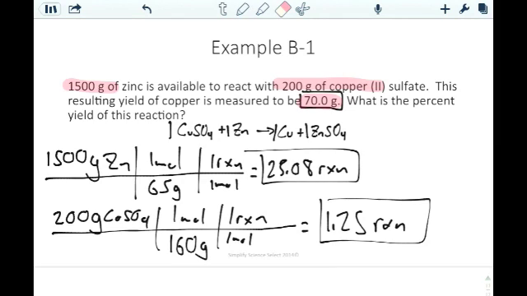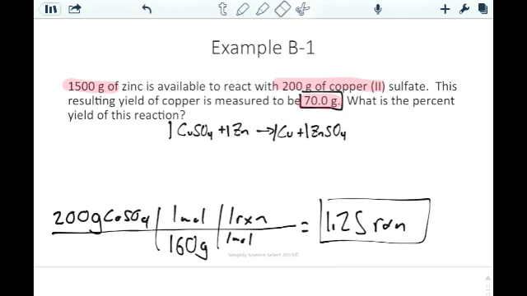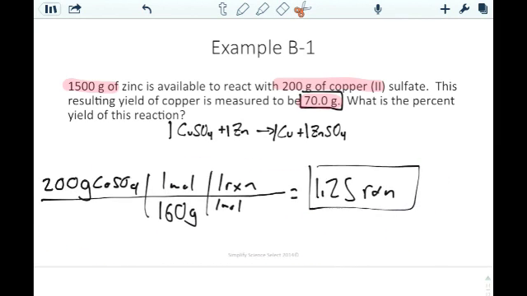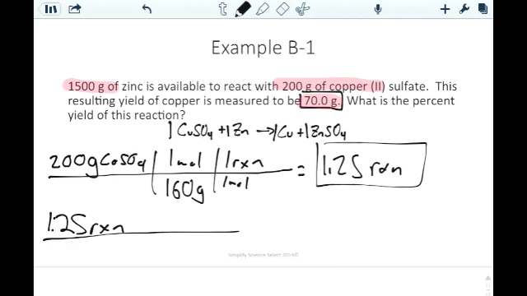So we start there. We really don't need zinc anymore, so we'll get rid of it. We need the space. So if this is our limiting reactant, let's find our theoretical yield. So we start with our 1.25 in a reaction, and we're trying to find, since it's the resulting yield of copper, so we're looking for copper.